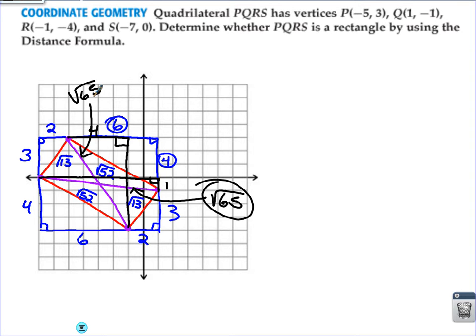Was that extremely complicated to do? Yeah. You might want to get your eraser out and actually erase some of that while you're working it. But let's go through that again. We checked opposite sides. Opposite sides were congruent. That made it a parallelogram. Then we drew 2 diagonals. In order to be a rectangle, now that it's a parallelogram, the diagonals must be congruent. We got root 65 for each, so therefore that is a rectangle.